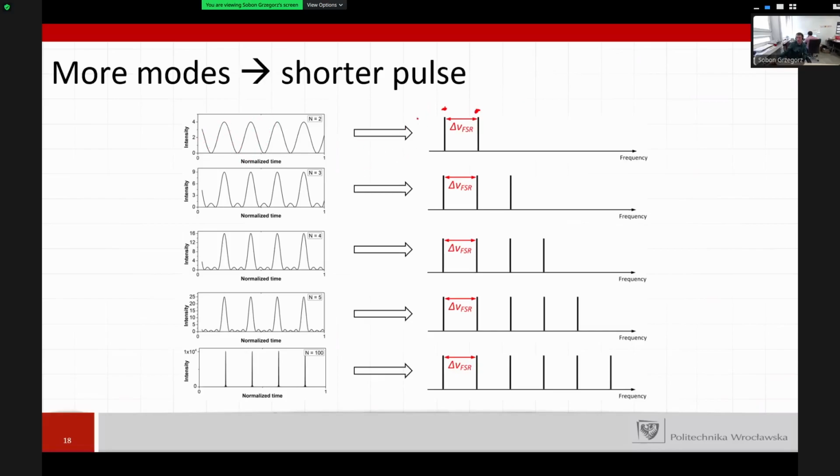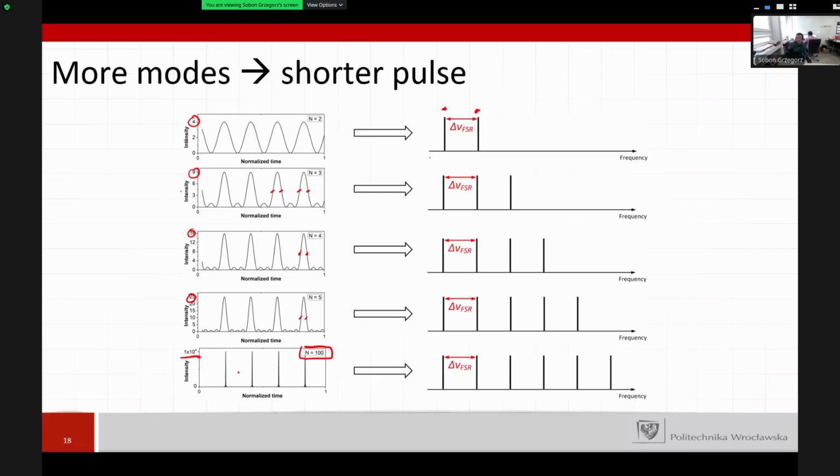But if we add more and more longitudinal modes, we will see that this peak, the pulse, is getting shorter and shorter. So the more modes we add, the pulse is getting shorter, and the intensity is growing. So you see that here we have the same scale. So when we have two modes, the intensity reaches 4. When we have 3 modes, it reaches 9, then 16, 25, and so on. And if we reach the number of 100 synchronized modes, we have the intensity 10 to the 4th.